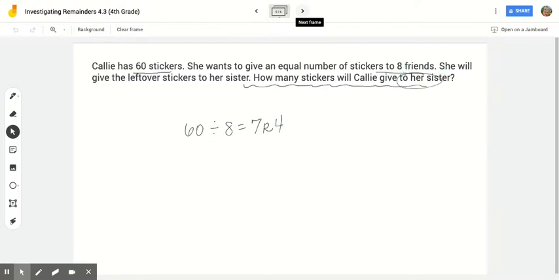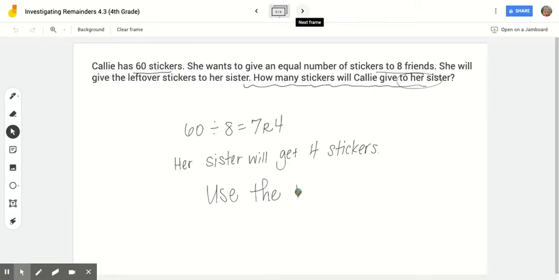And the remaining stickers are actually going to go to her sister. So we're only using the remainder. So her sister will get 4 stickers. So in this case, we just use the remainder. And that was it. That was the only part of the question we had to answer.